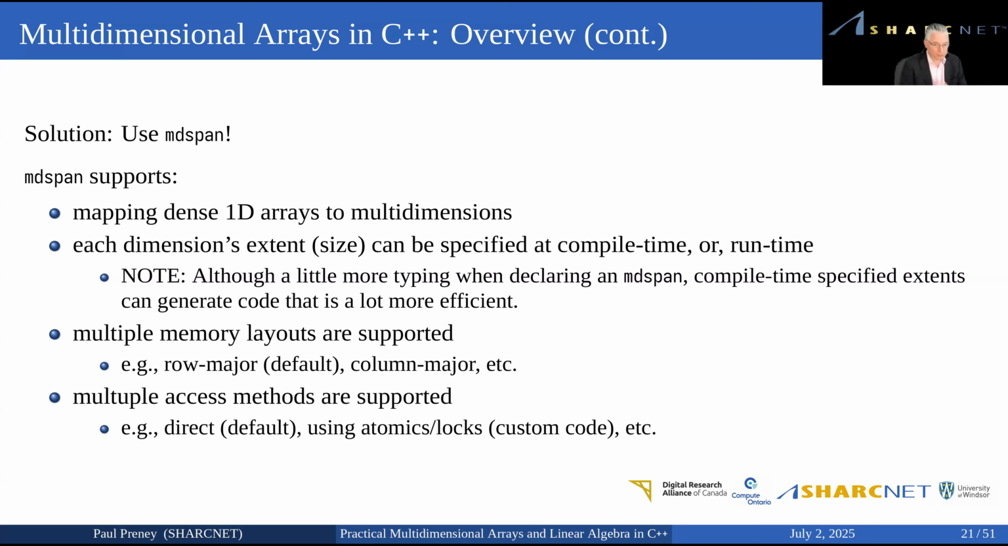Okay? Multiple memory layouts are supported. So right now, that's row major and column major. There's one other one I won't mention. But with the next standard, there will be some additional layouts for some of the BLAS related items. Okay. Multiple access methods are also supported. So right now, it's just direct access. But if you wanted to have atomics or locks for what you're accessing, you'd be able to do that as well.